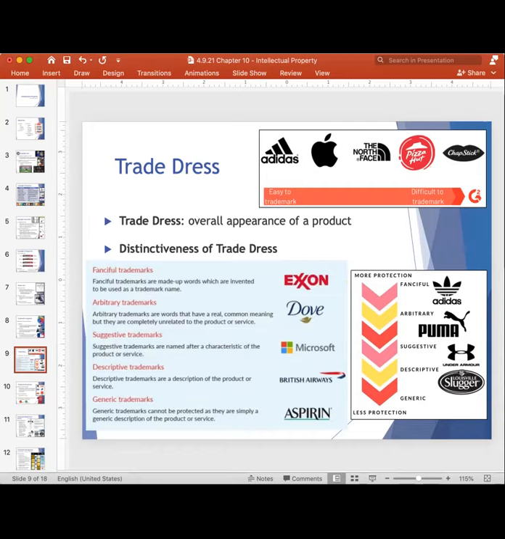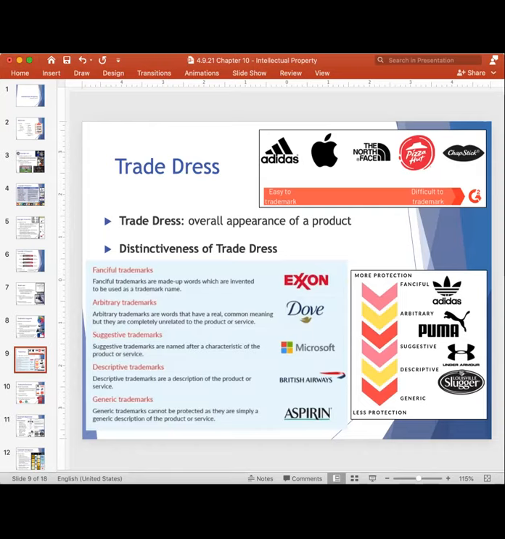categories. Generic marks are considered common descriptive names of objects. These generic marks receive no trademark protection because they refer to the name or class of the good or service. They're so common that they're not indicative of the source of the good or service. So examples might be Kleenex, Jell-O, aspirin.